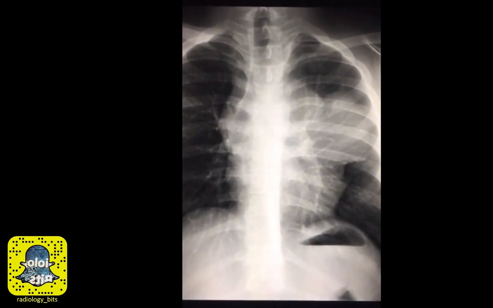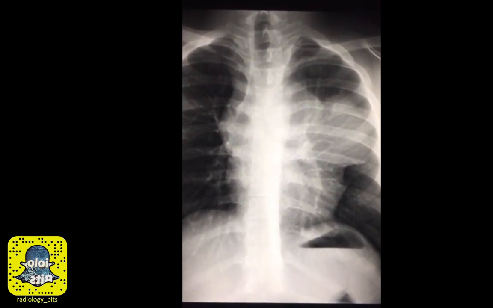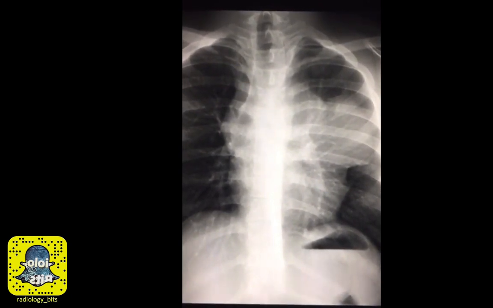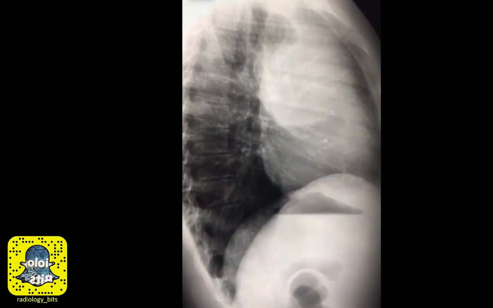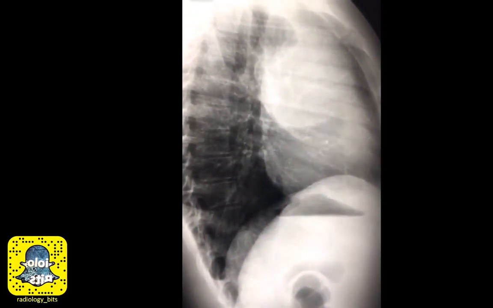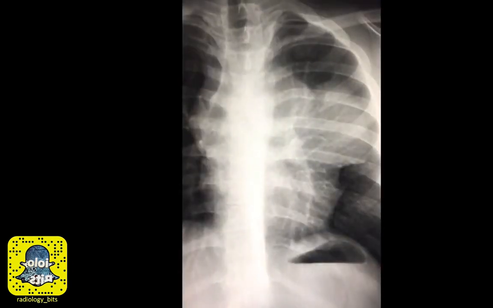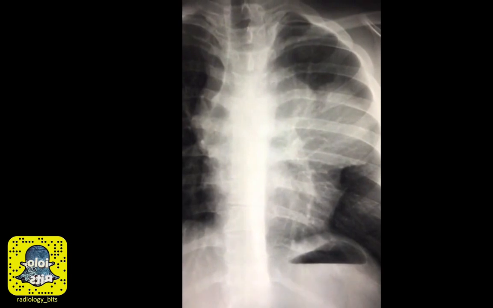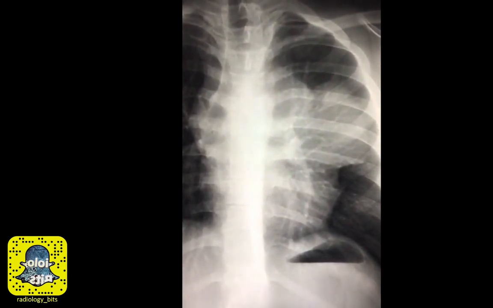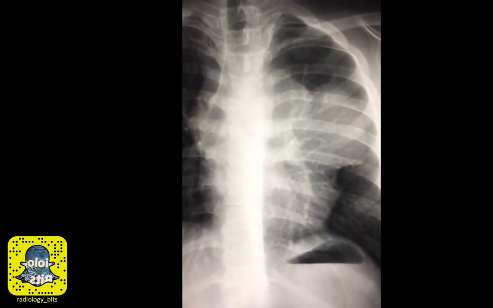Now, this is a 17-year-old male patient who was previously healthy and presented with persistent chest pain. You had the chance to look at his frontal radiograph. Let's look at the lateral chest x-ray for a while. Before we dig further into this case, let's go to a normal chest radiograph to clarify some concepts.